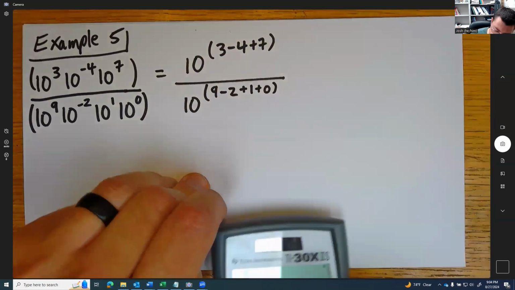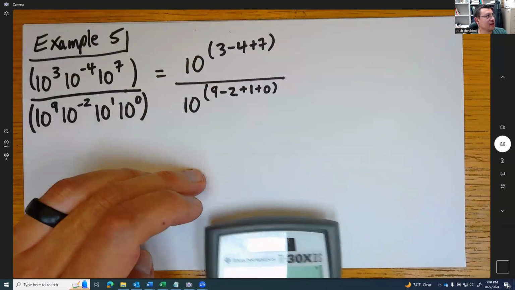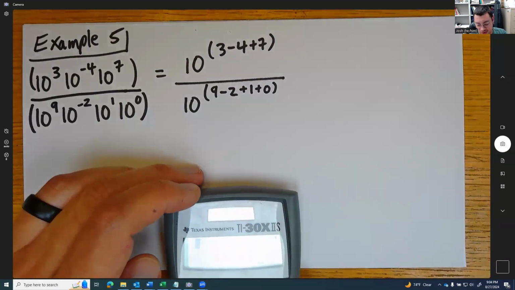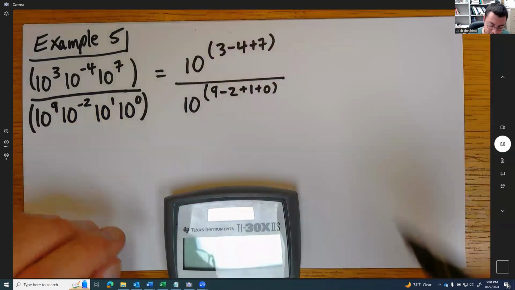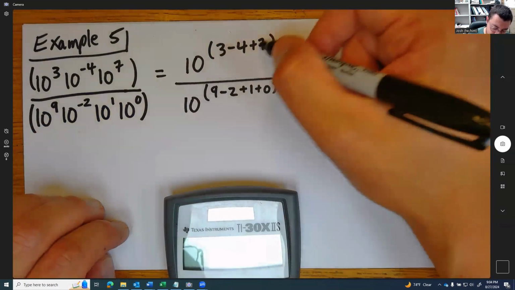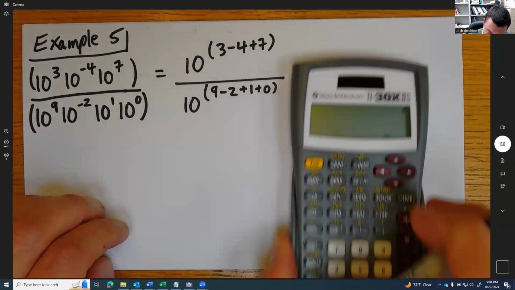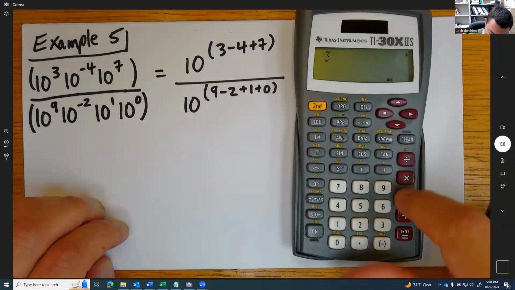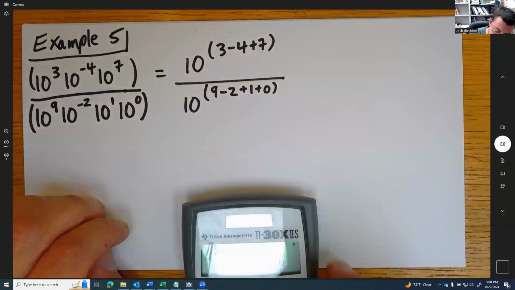All right, what I'm going to do now is, I could type this long thing into the calculator, but that's a lot to type and a lot to keep track of. Especially if you have a calculator where you can really do only one operation at a time, that's pretty tough. So I'm going to try to simplify these parentheses first. We have 3 minus 4 plus 7. So that should be 6. Let's say you're tired and you can't think. All right, so it's a 6.